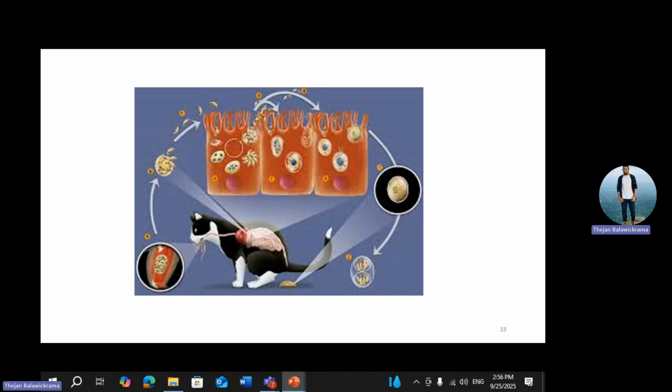Have a look at this diagram. This is a cycle. Then infection continues.